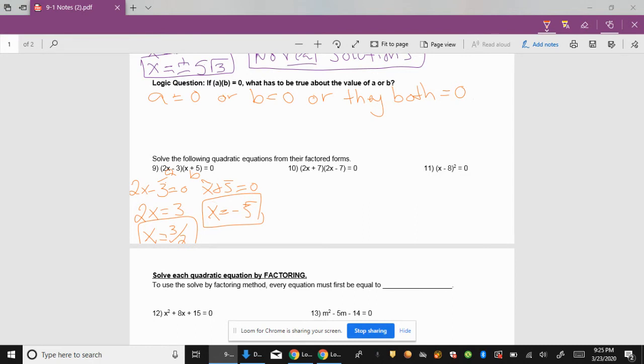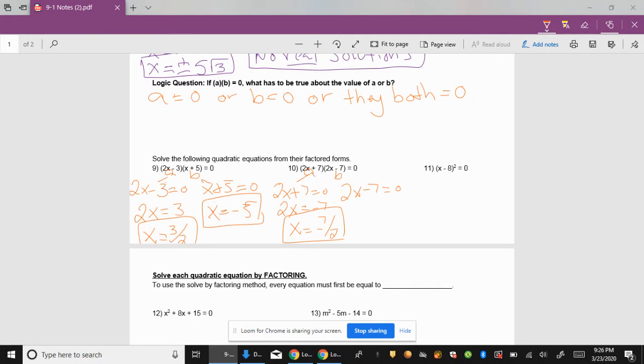Okay, so let's try this again. Number 10. This is essentially the same thing, A times B. If those multiply together equals 0, then 2x plus 7 could equal 0, or 2x minus 7 could equal 0. There we go. Solve each of these separately. So 2x could equal -7, divide by 2, we get -7 over 2.